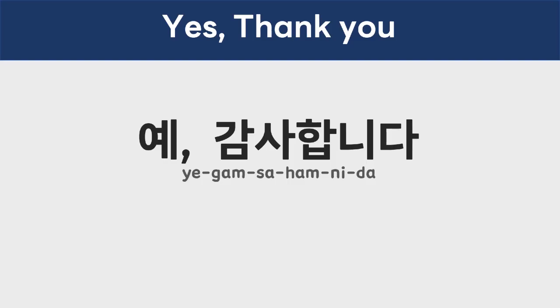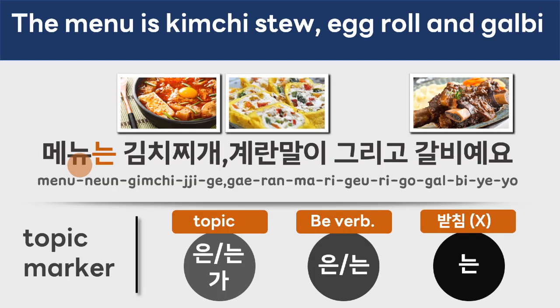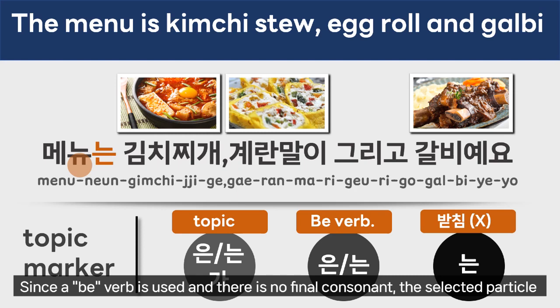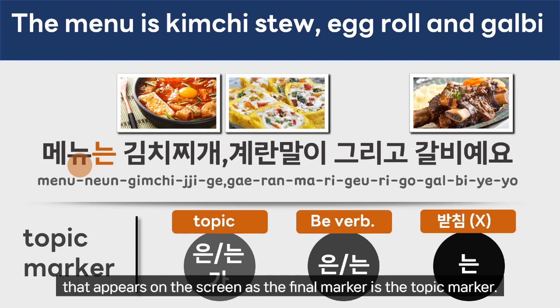Yes, thank you. 예, 감사합니다. The menu is kimchi stew, egg roll and galbi. 메뉴는 김치찌개, 계란말이 그리고 갈비예요. Since a be verb is used and there is no final consonant, the selected particle that appears on the screen as the final marker is the topic marker.